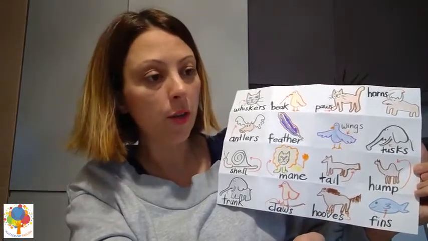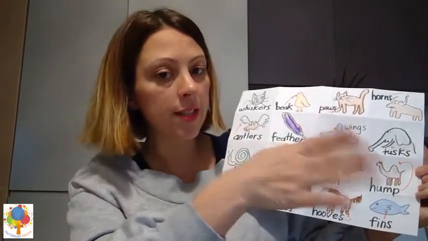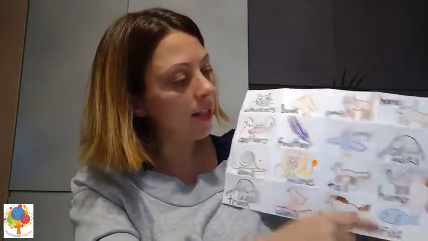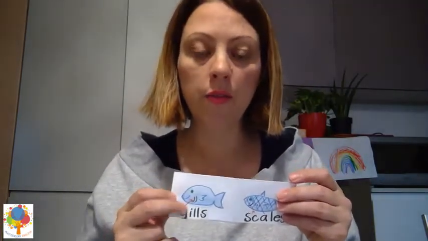Now let's talk about the fish. Fish have fins so they can swim. Fins. Fish have also got gills, so they can breathe. Fish breathe underwater thanks to gills.